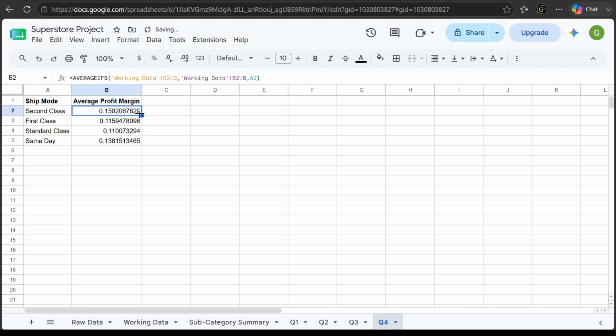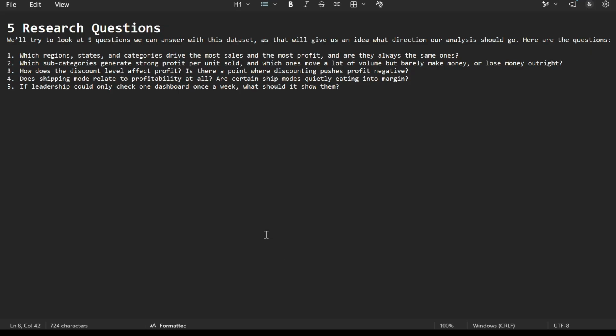So again, of course, I'll do this, and I like to convert everything to a percentage. So we can see that for goods shipped using second class, we had the highest profit margin, 15.02%. For first class, 11.59, standard class 11.01, and then for same day shipping, we had 13.82%. So now we've successfully answered question 1 to question 4.